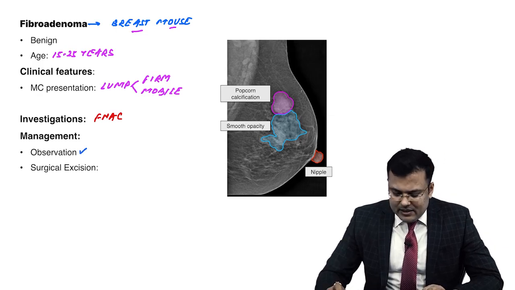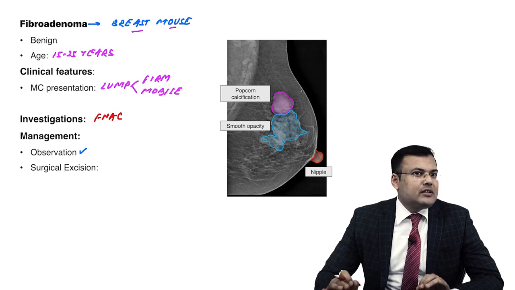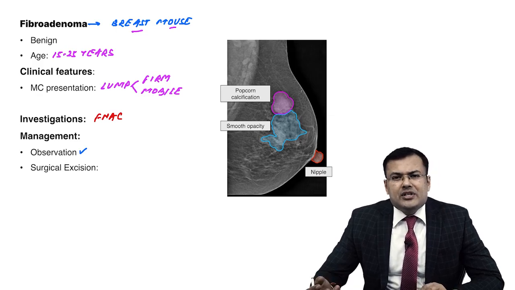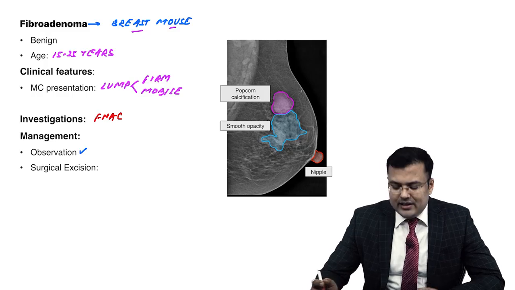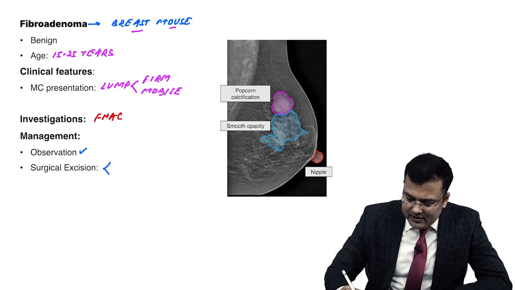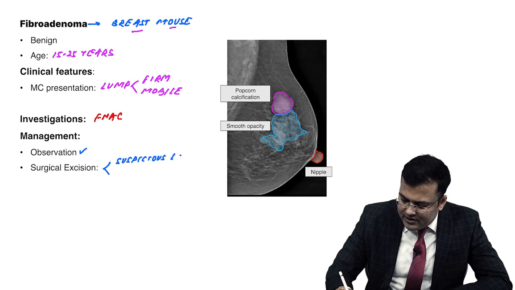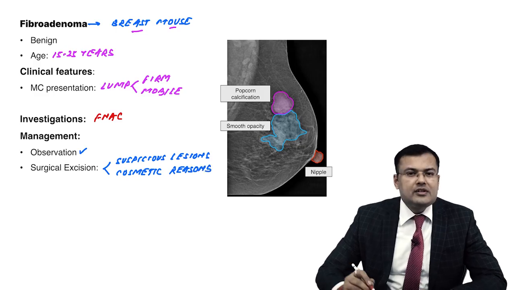But sometimes we have to go for surgical excision. Suppose it's a suspicious lesion or the patient insists on excision for cosmetic reasons. So surgical excision is done for suspicious lesions and for cosmetic lesions. Clear?